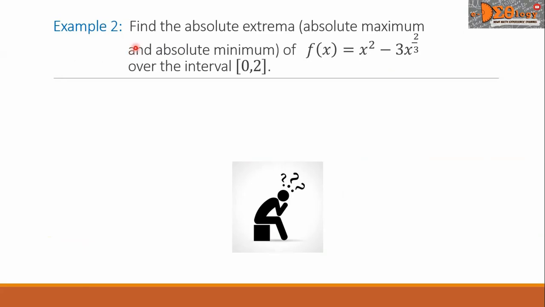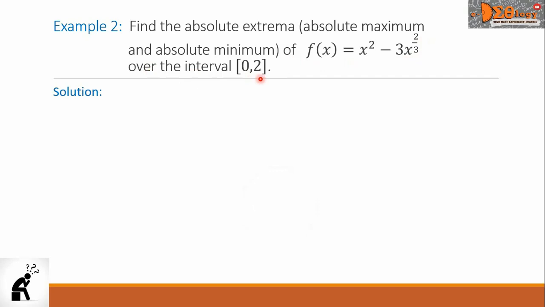Example 2. Find the absolute extrema of the function f of x equals x squared minus 3x raised to 2 over 3 over the interval from 0 to 2. For our solution, let us write step 1, and that is to evaluate the function f at the endpoints. Here are the endpoints. Let's begin with f of 0.